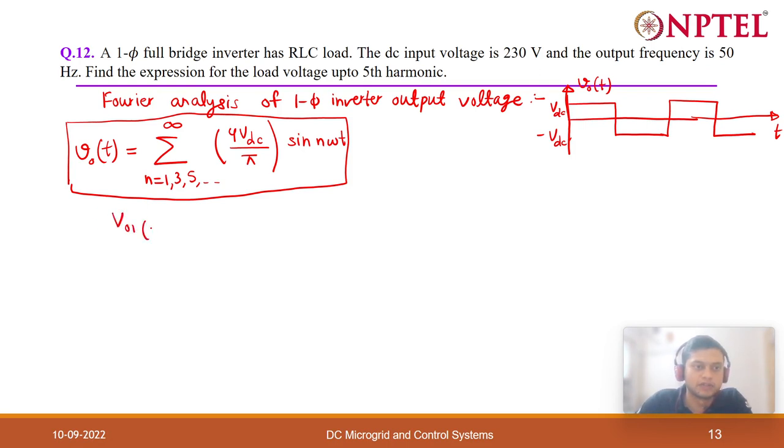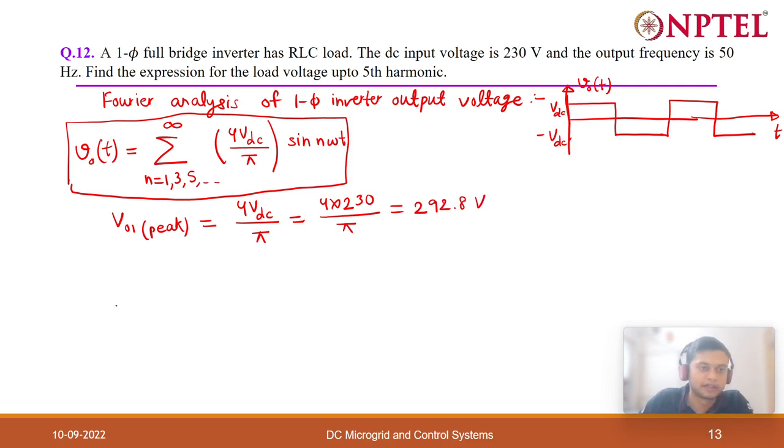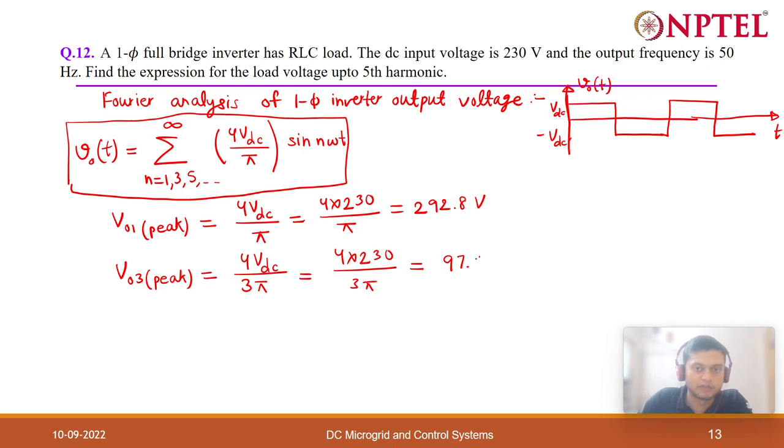Here you can write V01 peak as 4 VDC divided by pi. So 4 into 230 divided by pi. So we will get 292.8 volt. And V03 peak you can get as 4 VDC divided by 3 pi. So 292.8 divided by 3, so you will get 97.615 volt.